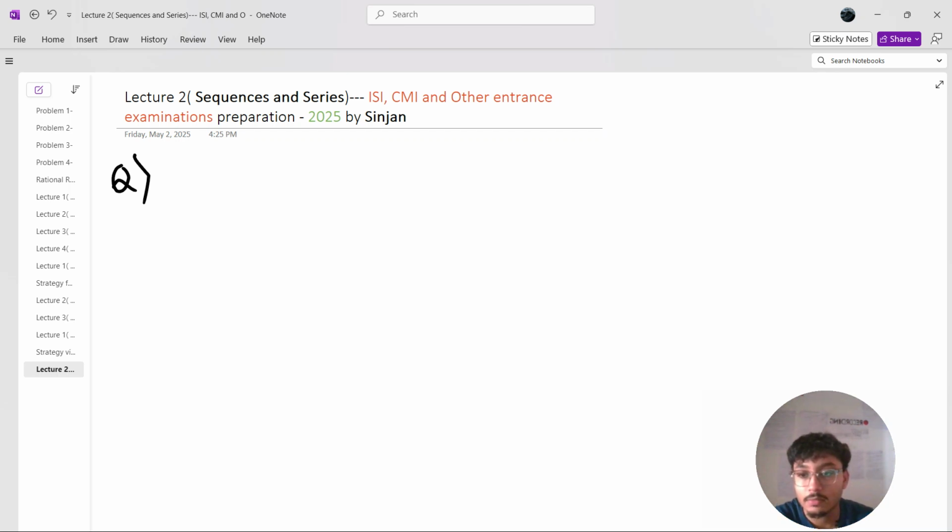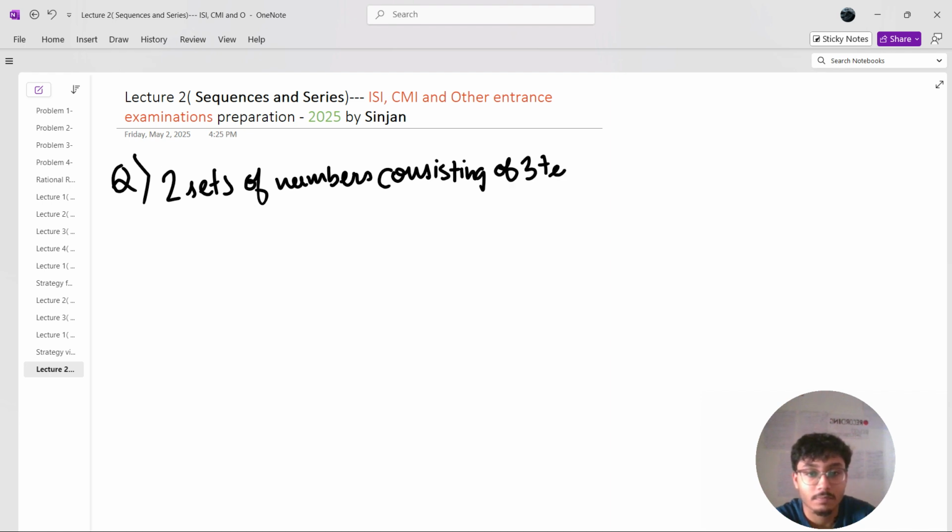So we are given two sets of numbers consisting of three terms in AP. So we have two different sets, where each set is an AP consisting of three terms. And the sum of each set is 15.